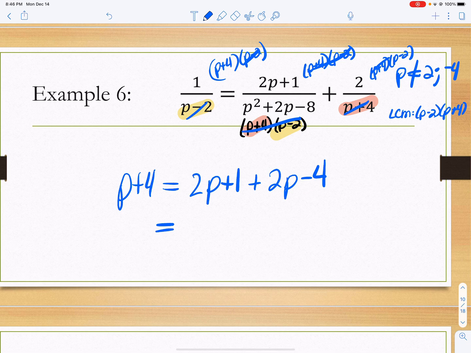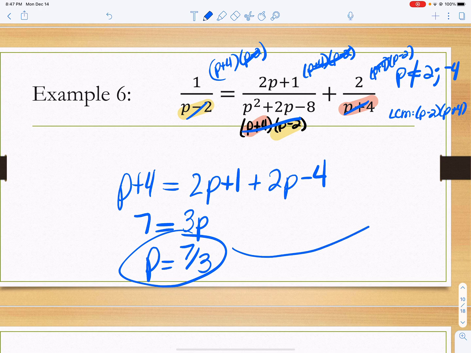So I'm going to put all my p's on the right side. So that's 4p on the right, and I subtract a p. So that's 3p, and that would be a negative 3 on the right. And if I add a negative 3, that's basically going to be 7. Divide by 3, and my answer is 7/3, which is not one of my excluded values. So that's my answer.